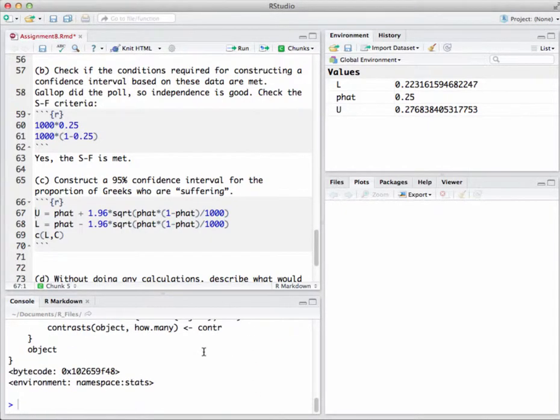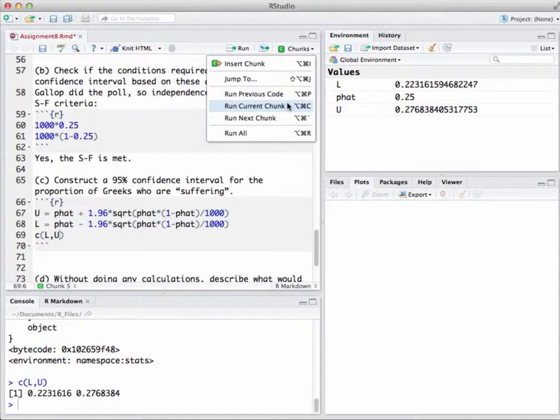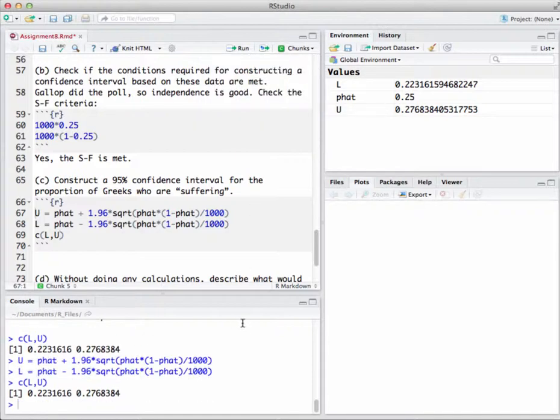Something's not happy. It doesn't like what I did. What did I do wrong there? Okay, duh. I put a C there. What was I thinking? I needed a U there. Okay, I just paused it for a minute and looked at it to see what I did wrong. Okay, let's try that again. There we go. So there's a confidence interval.